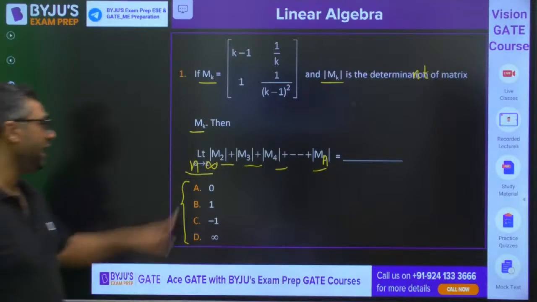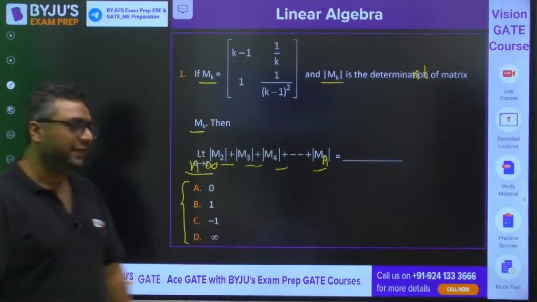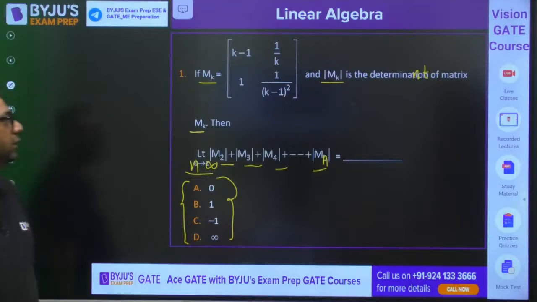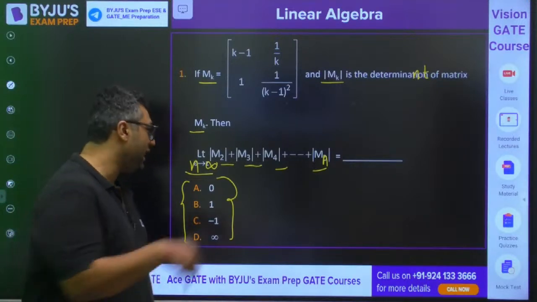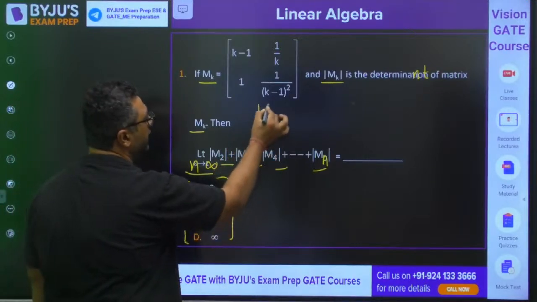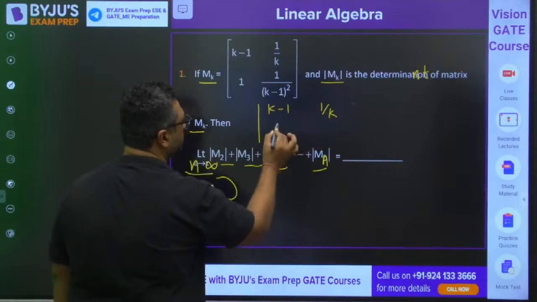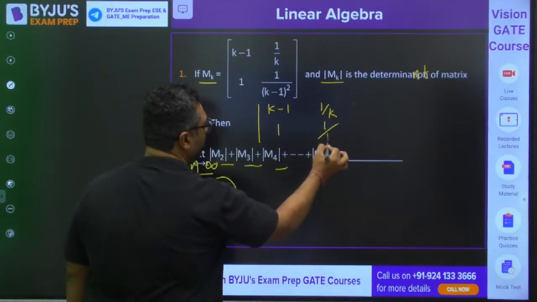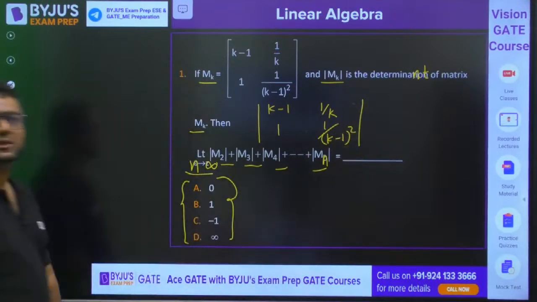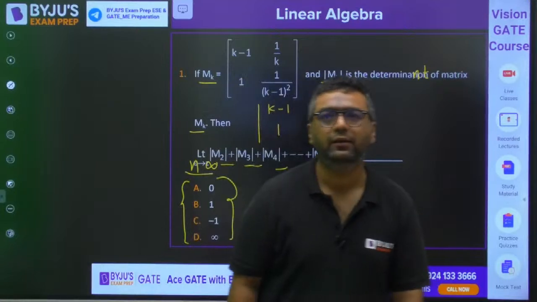Yes, solve this question, guys. So this is the determinant of M2 plus M3 plus M4 up to Mn that you need to answer. These are the options. You can start from 2. You know how the determinant will be written. This will be k minus 1, 1 by k, 1 and 1 by k minus 1, k squared. Yes, so you can start solving.